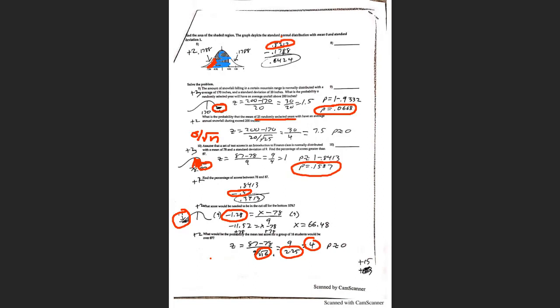So what I would encourage you to do, and then that ends up being about a 4 standard deviations, which is a long way. So the probability of getting a group of 16 students to be over an 87 average is very rare, right?